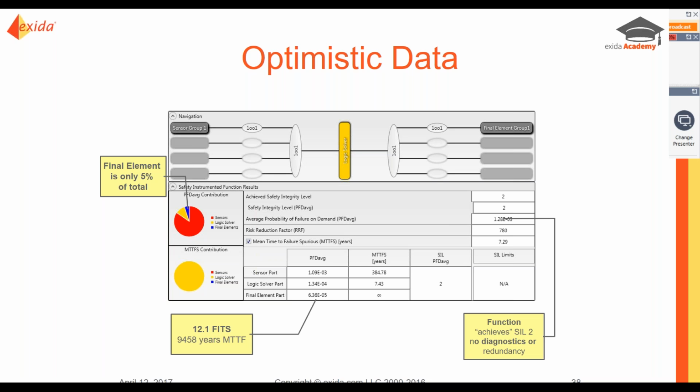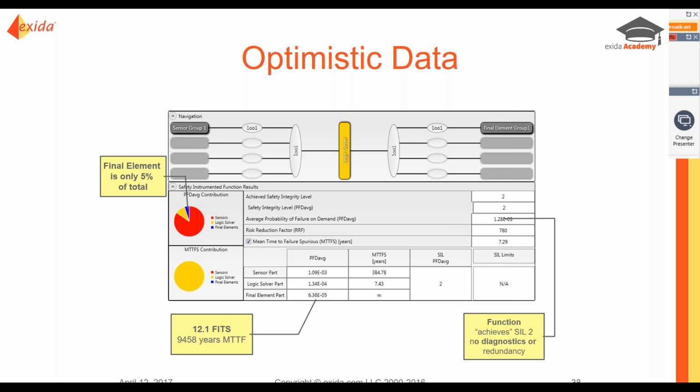Well, that's for the whole final elements. That's your valve, your actuators, your solenoids, anything you're throwing in your final elements of the SIF. So you're saying that your valve or solenoid will not have an error or a trip in 9,458 years.